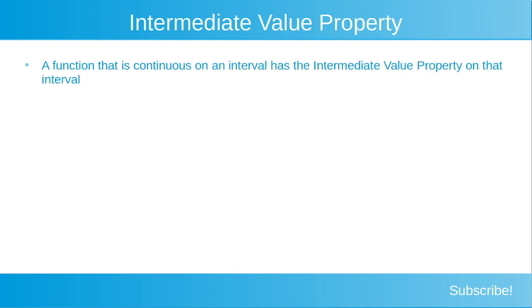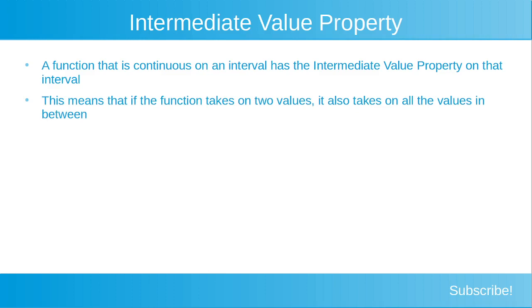We're now going to talk about the intermediate value property. A function that is continuous on an interval has the intermediate value property on that interval. This means that if the function takes on two values, it also takes on all the values in between.